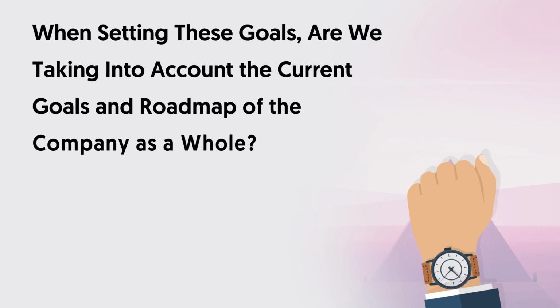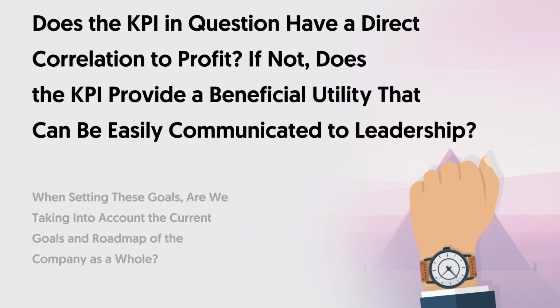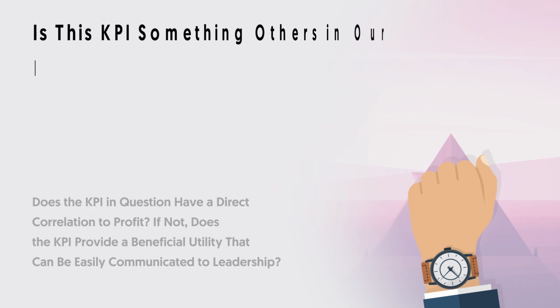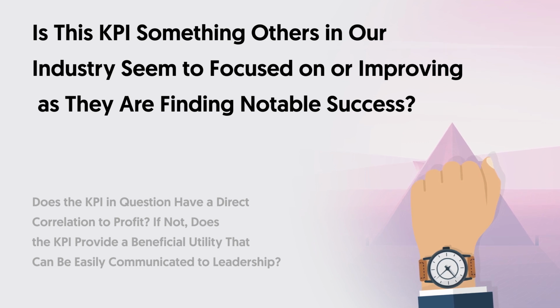Just like before, here are a few questions to ask yourself in the planning phases to ensure your goals are both relevant and time-bound. When setting these goals, are we taking into account the current goals and roadmap of the company as a whole? Does the KPI in question have a direct correlation to profit? If not, does the KPI provide a beneficial utility that can be easily communicated to leadership? Is this KPI something others in our industry seem to be focused on or improving as they are finding notable success?